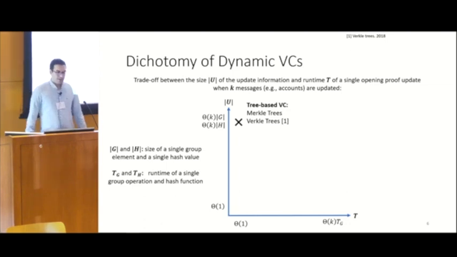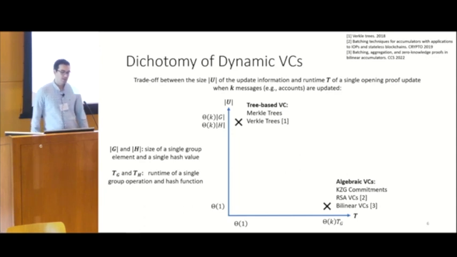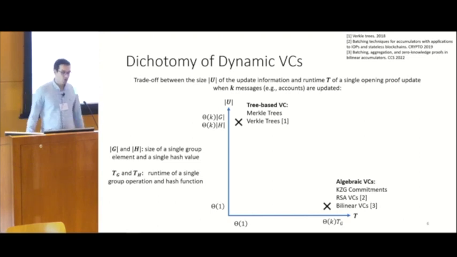These actually enable clients to update their opening proofs in constant time that doesn't depend on the number of updated messages. However, they have to publish a large amount of update information that scales linearly in the number of updated accounts. On the other hand, we have algebraic vector commitments, such as KZG commitments, RSA-based vector commitments, bilinear accumulators, and so on. These require almost no update information. However, they require each client to take into consideration every message update at every updated message.